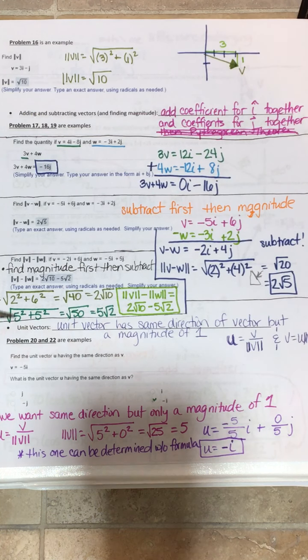Okay, next we're going to move on to unit vectors. Unit vectors, I'll just give you a little intro. It's a vector that has the same direction as your original vector, but it's only going to have a magnitude of 1. Think of unit circle, the radius is 1. So a unit vector has a magnitude of 1. Stay tuned.